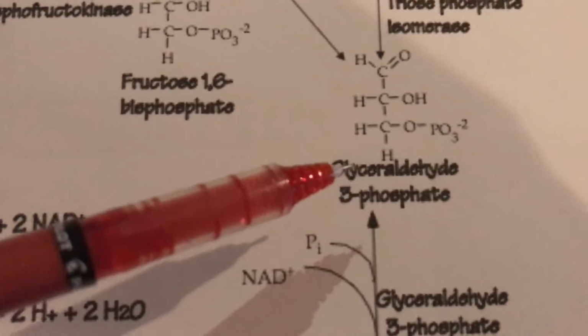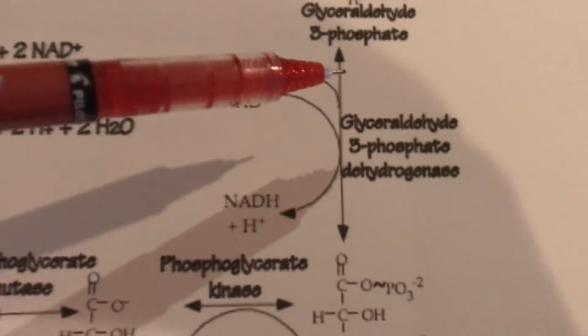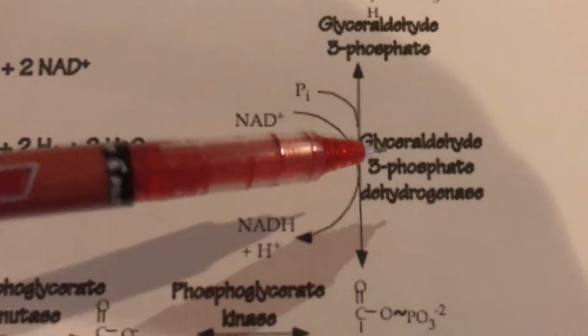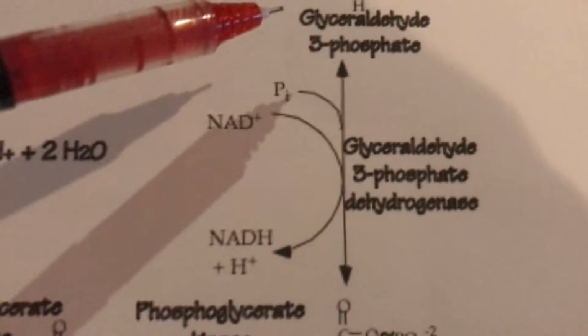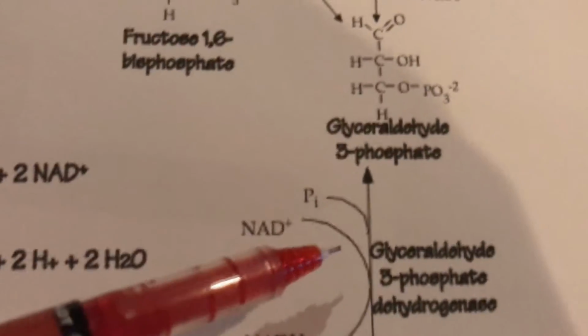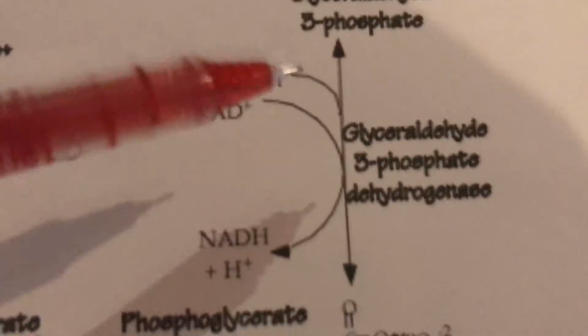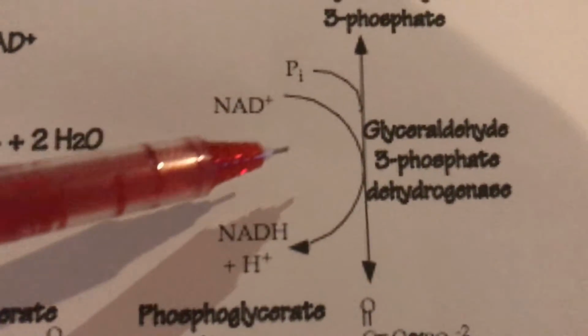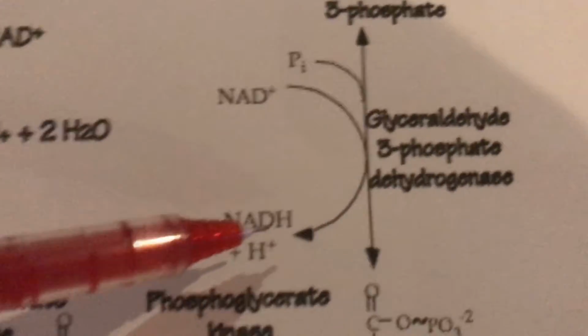And so then glyceraldehyde 3-phosphate undergoes an enzymatic reaction via glyceraldehyde 3-phosphate dehydrogenase in order to become 1,3-bisphosphoglycerate. And during that process, a phosphate group is added to 1,3-bisphosphoglycerate, and NAD plus is becoming reduced into NADH.